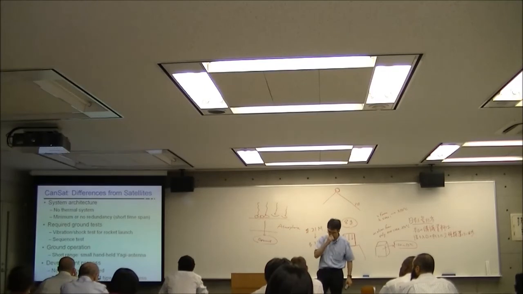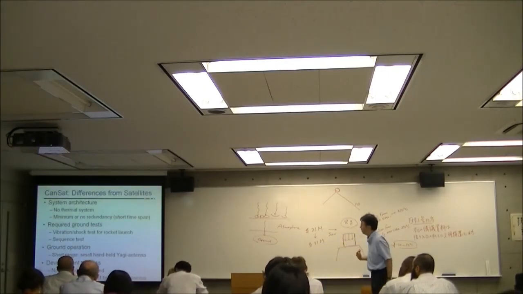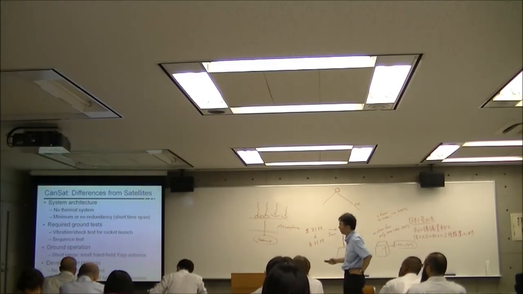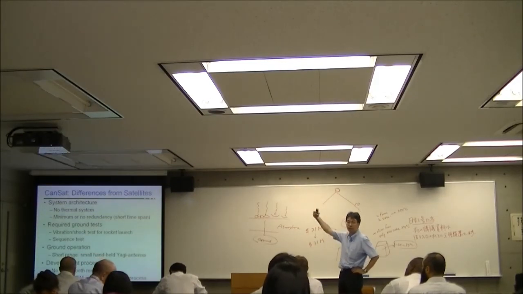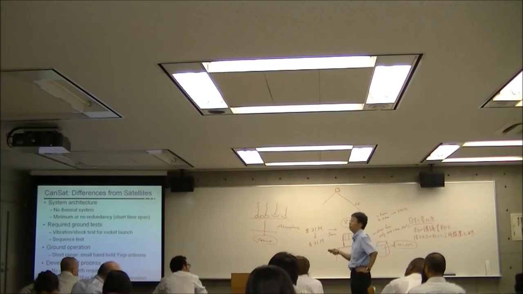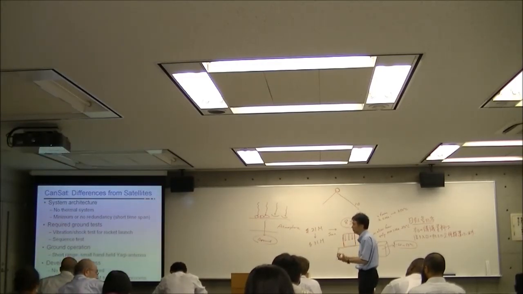In this way, let me summarize the difference of the satellite and the CanSat in several points. First is the system architecture. In the CanSat, you don't need any thermal system. And maybe minimum or no redundancy will be required because of a very short time span. For the satellite case, it should survive in space for many years. Then you should prepare for a redundant system. So, as I said before, in the CubeSat case, but in the CanSat case, maybe no redundancy will be required.